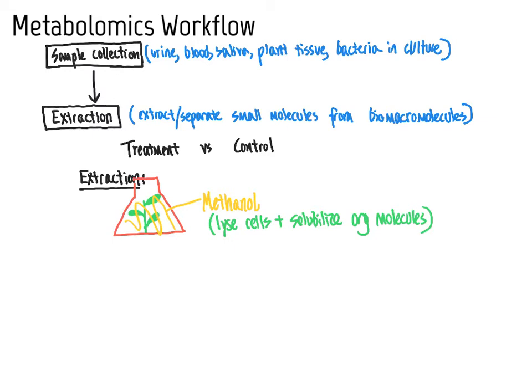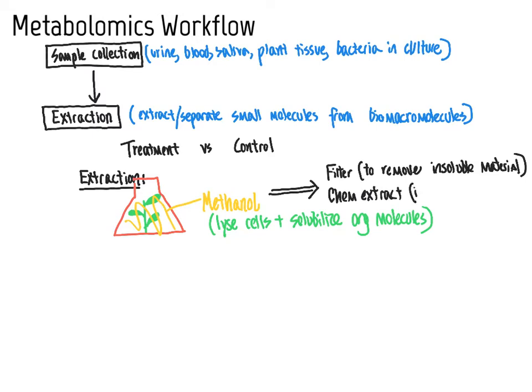And then what would happen from there in this extraction process in methanol is that generally the sample would be filtered, and that would remove the insoluble material, as there will always be some plant debris left. And that would also help remove things like proteins and other macromolecules. And then that would result in a chemical extract, as we would call it, in the methanol solvent, which I'll abbreviate as MeOH.